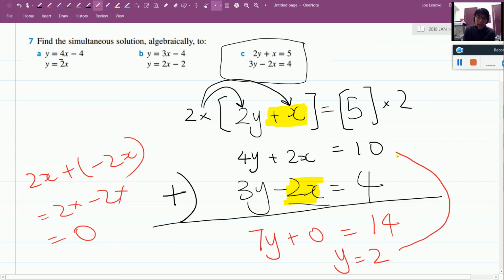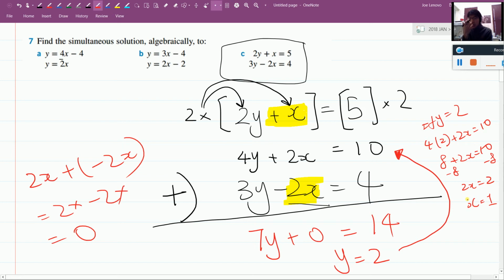What would be the other one? What we can do is substitute y into the first equation. If y is equal to 2, then 4 times 2 plus 2x equals 10. That's 8 plus 2x equals 10. Then I need to take away 8 on each side. 2x equals 2. x would be positive 1. So for these two particular lines, when they join one another, the coordinate would be (1, 2). So (1, 2) is the point where the two lines join together.